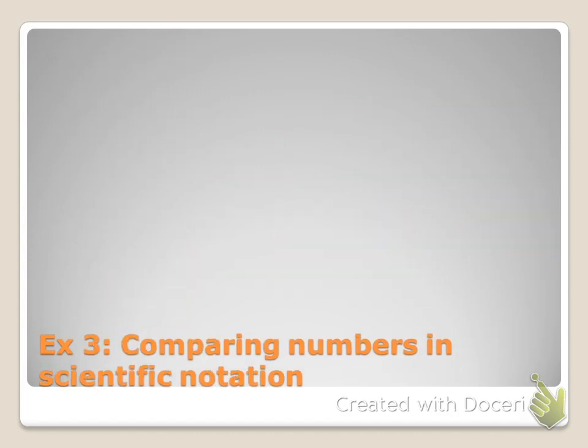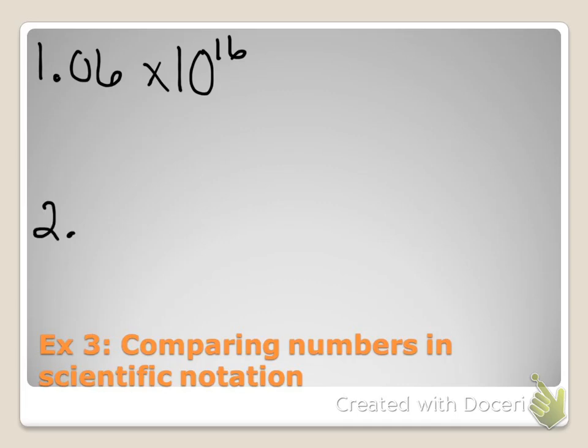All right, now example 3, comparing numbers in scientific notation. Which one is bigger? We're comparing moons on a planet. Okay, so they use the planet Mars, and they say that one of the moons, its mass is 1.06 times 10 to the 16th. And the other one's mass is 2.4 times 10 to the 15th.